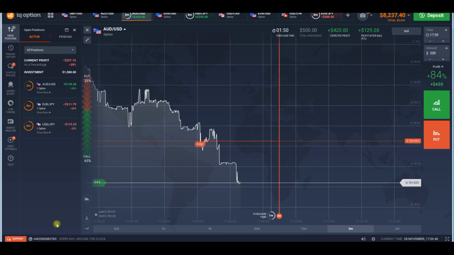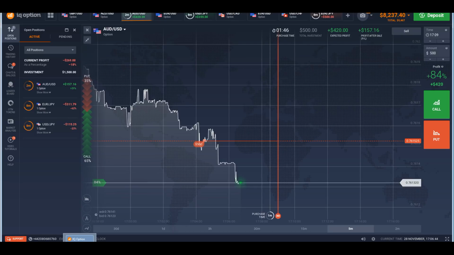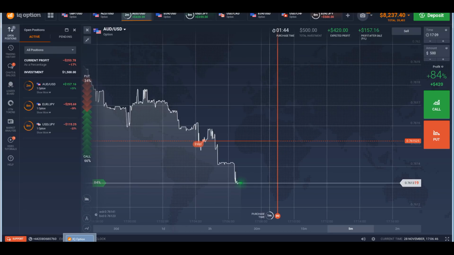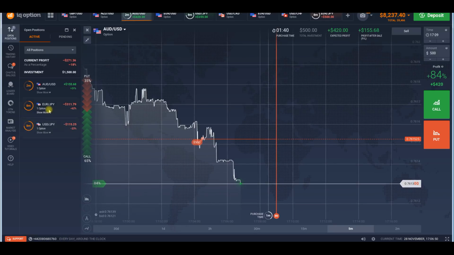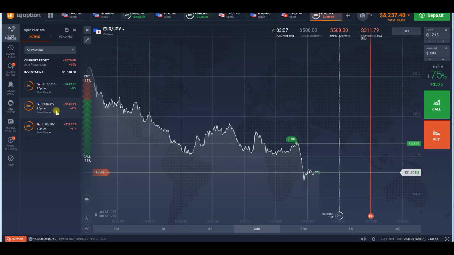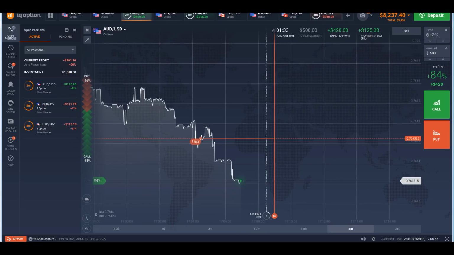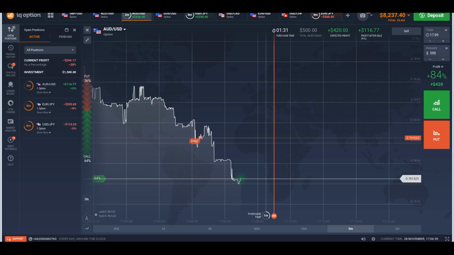AUD USD is literally plummeting. Can you see that? Nice trade. And funny how the trades that win are always on demo, but that trade that I took on my live account, Euro JPY, I will probably lose it. But that's luck for you.